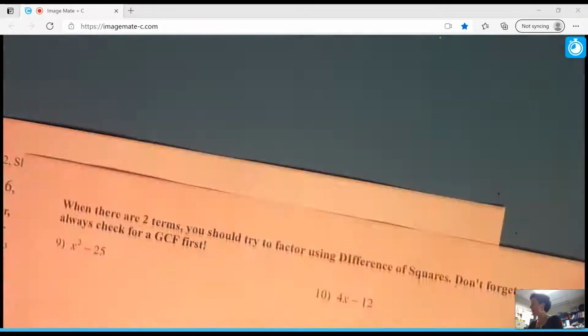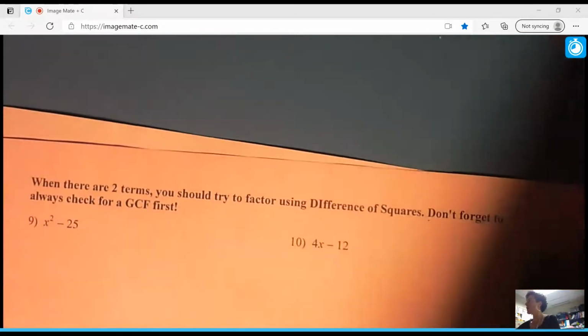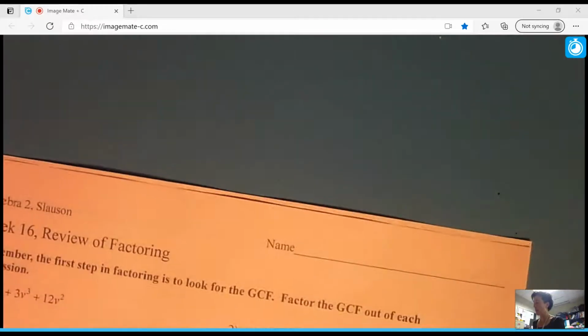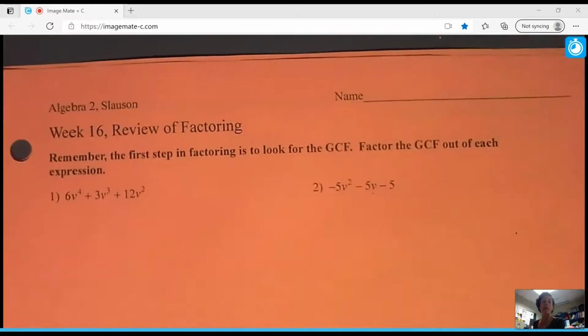So you have this handout and there are quite a few problems, and I'm going to walk through a good amount of the problems with you, but then I'm going to let you wrap up the problems, and this is something you're going to be turning in. So let's start with factoring.